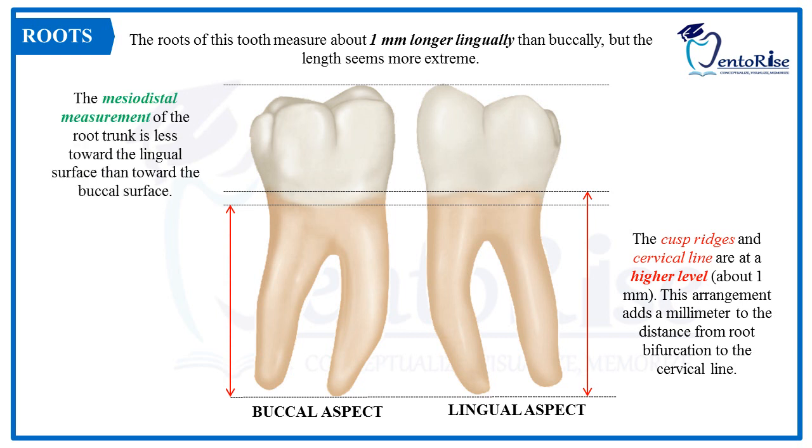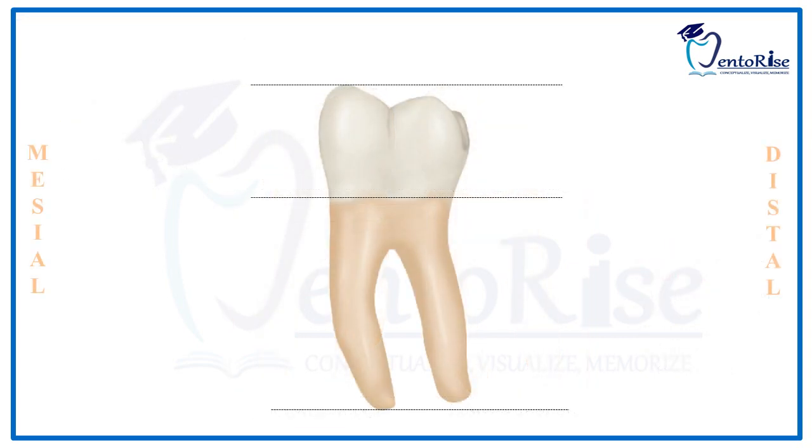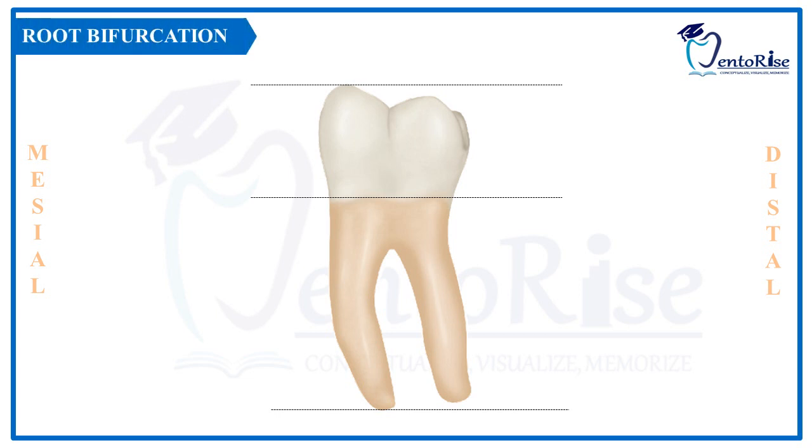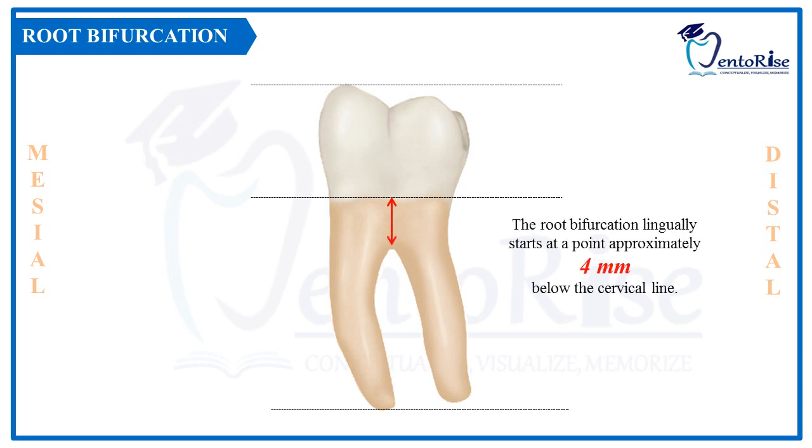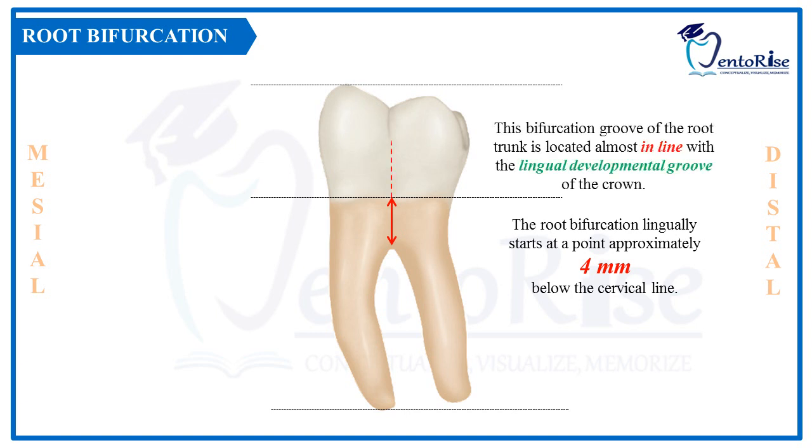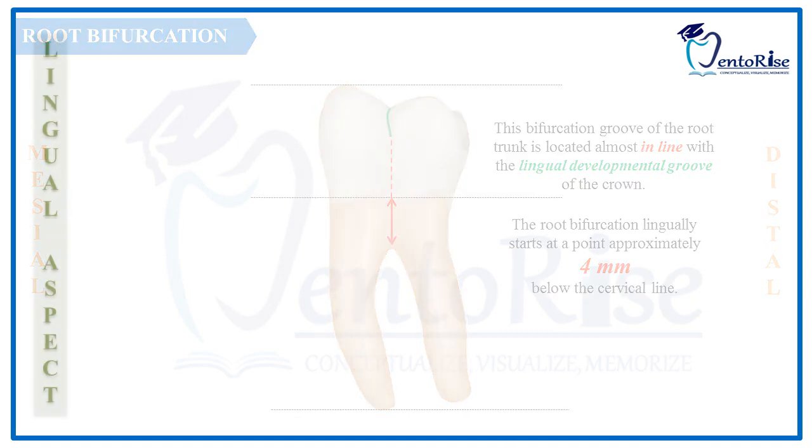Also, the mesodistal measurement of the root trunk is a little less towards the lingual surface than that of the buccal surface. Because of the higher placement of the cervical line and the cusp ridges lingually, the length of the root trunk as measured from the cervical line till the bifurcation is 4 mm. The bifurcation groove of the root trunk is located almost in line with the lingual developmental groove of the crown, as you can see in the figure.